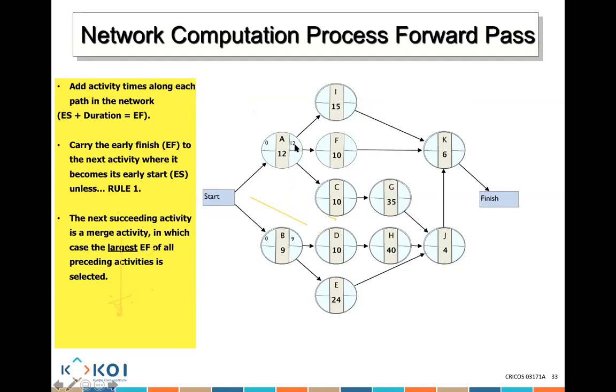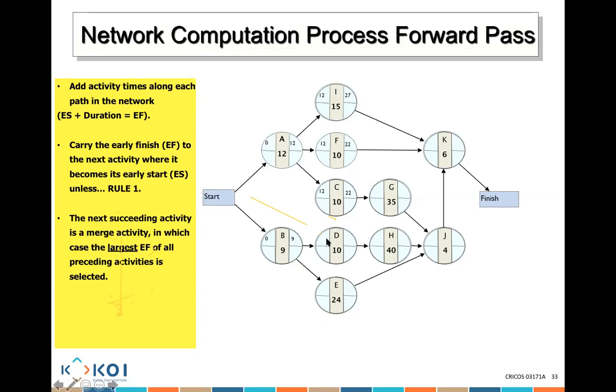Okay, now I want to look at activity A. The early finish is 12. What's the early start for I? 12. What about for F? 12. What about for C? 12. 12 plus 15. 27. 12 plus 10. 22. 12 plus 10. 22. Perfect. Now let's look at D.